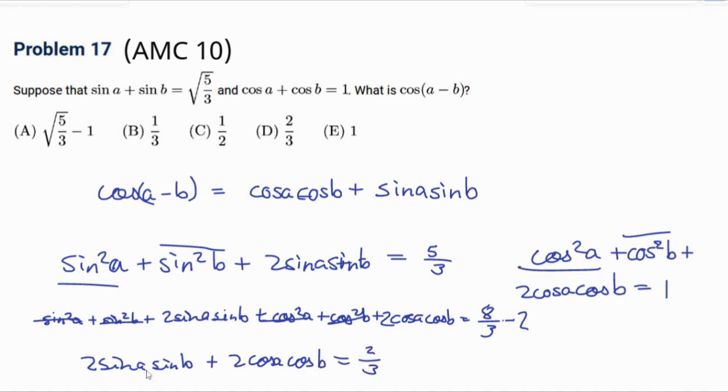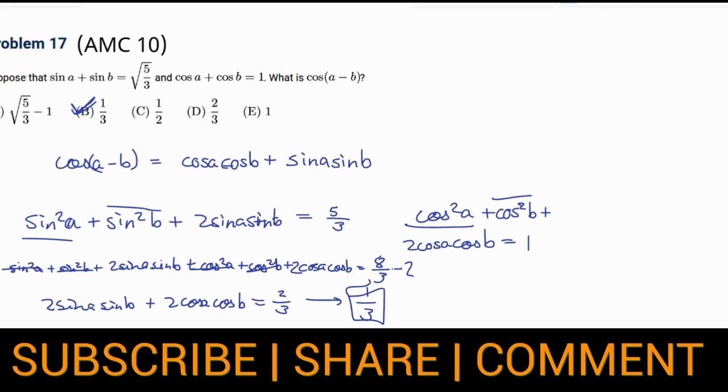And remember, we want half of this. We want just cosine A cos B plus sine A sine B. So we multiply it by half, which means our final answer is 1/3. And since it's 1/3, the correct answer here is B. So this was a pretty simple question. All you have to do is square both sides, notice a pattern, add them up, and then simplify.